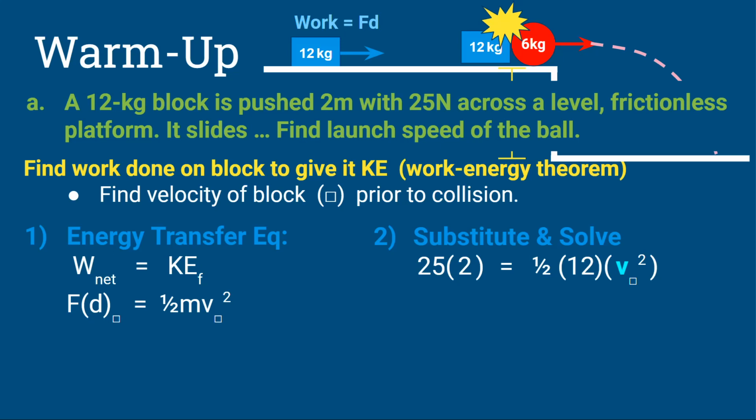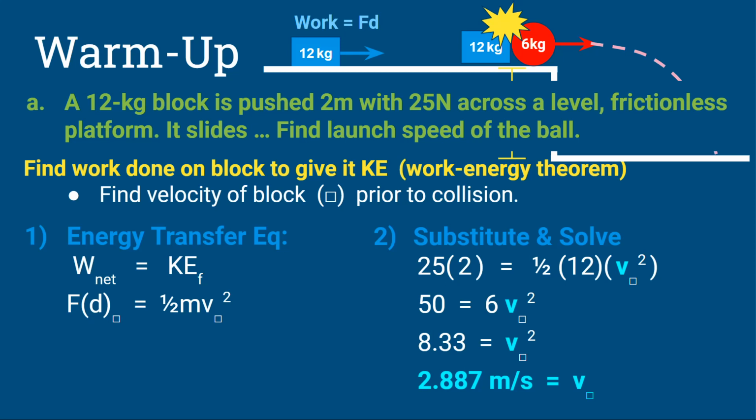And so I have all those numbers plugged in. 1/2 times 12, that's the block's mass, times v of block squared. That's going to give us this: 50 equals 6v squared. And then, of course, we'll divide by 6. That's 8.33. And then take the square root. Okay, so I have rounded it, but I have the velocity of the block after the work is done as 2.887 meters per second. And that's how fast the block will be going until it hits the ball.